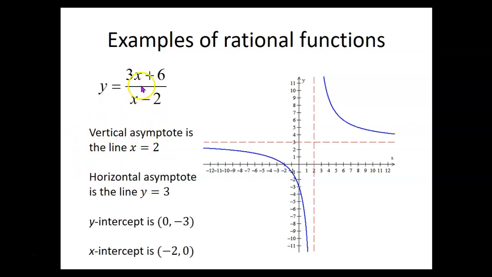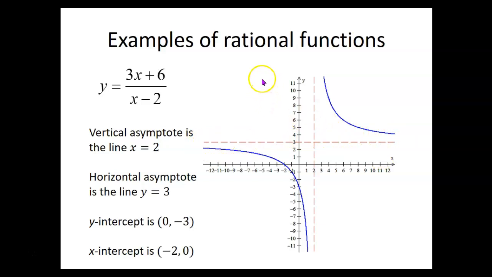And for the horizontal asymptote, notice the numerator and denominator are both degree 1. Since they're the same degree, look at the leading coefficients, 3 on top over 1 on the bottom. 3 over 1 is 3, and so the line y equals 3 is the horizontal asymptote. So as you go off to the right or to the left, the graph is going to level off and come really, really close to, but never quite touch, that line y equals 3.